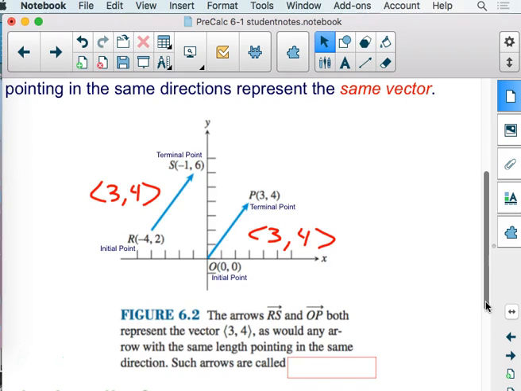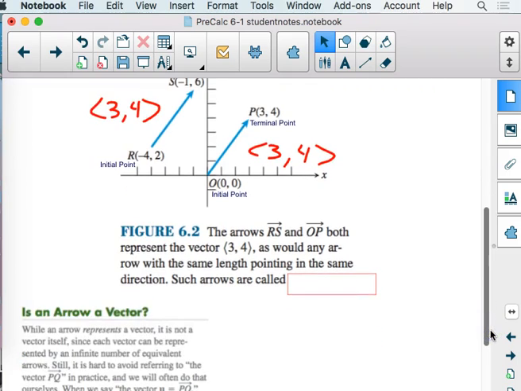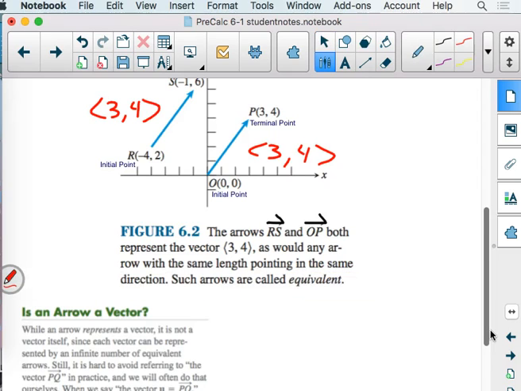So the arrows for vectors RS and OP both represent the vector in component form 3, 4, as would any arrow with the same length pointing in the same direction. Those are called equivalent, and because you're going to need this for your homework, and parallel.